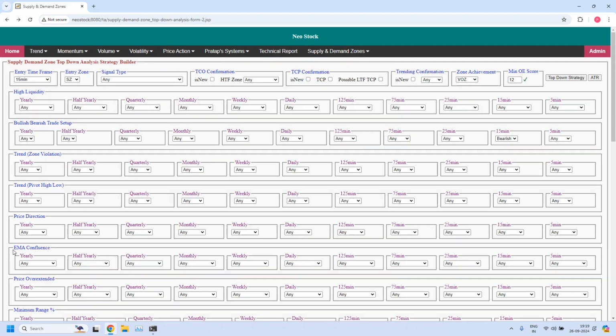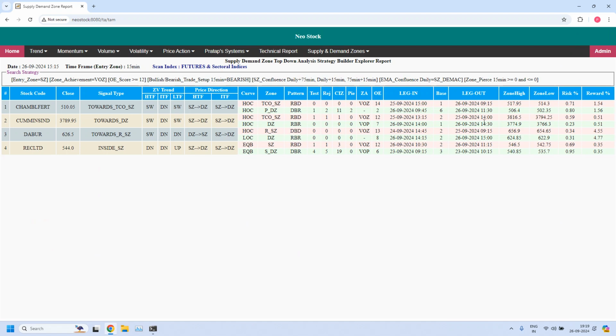Let's verify. In the EMA confluence, daily time frame, because 15 and 75 together are part of the daily zone. That's why we are looking for daily confluence. Daily supply zone with daily EMA confluence. Very good. Fourth one is there. The supply zone is having daily EMA confluence. But it is already tested. Okay, this is about the bearish trade setup for daily income trade.